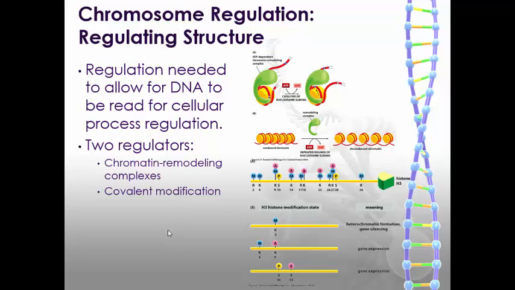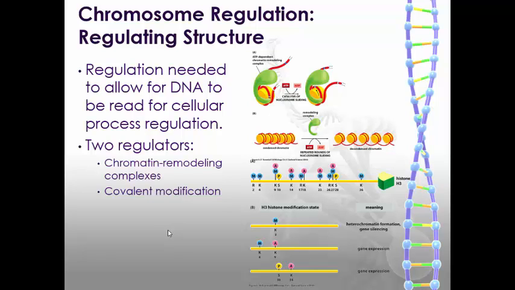Structures are regulated in 2 ways: chromatin remodeling complexes and chemical modification of chromatin. Let's first look at chromatin remodeling complexes. Chromatin remodeling complexes utilize ATP to loosen specific segments of folded DNA. This loosening exposes the DNA to DNA-binding proteins such as those involved in transcription. This allows the needed DNA sequence segments to be read and either transcribed or replicated.